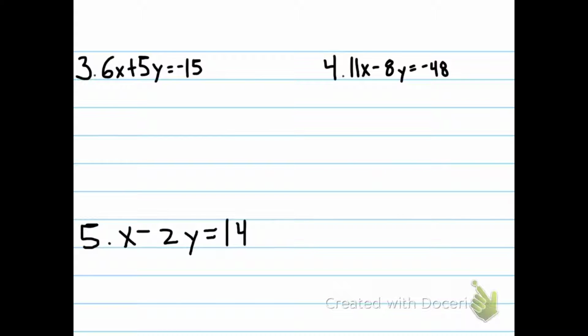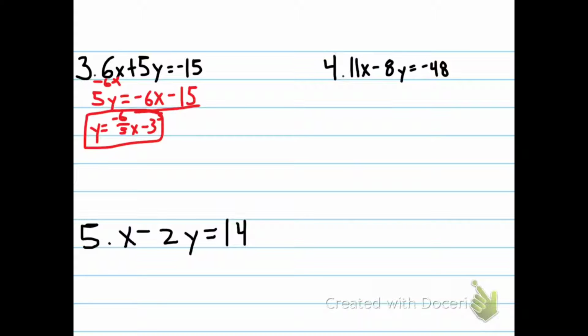So for number 3, we're going to subtract 6x from both sides. So we're left with 5y equals negative 6x minus 15. And now we're going to divide both sides by 5. So we're left with y equals, then we divide everything by 5. And for this right here, you don't have to write it as a whole number. You could just leave it as a fraction if it's really hard to divide in your head. So negative 6 over 5x minus 3 is your answer.